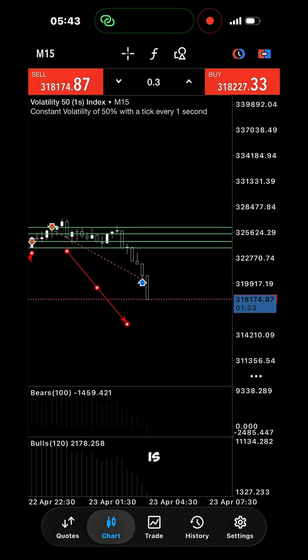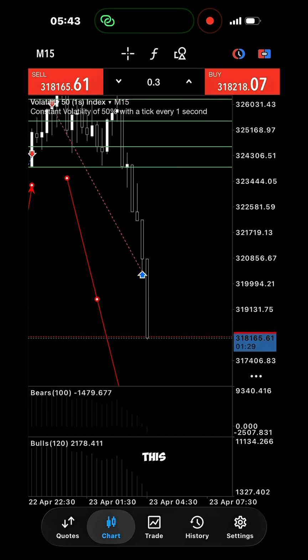Now this is a really risky way to trade. It's not advised that you trade like this. I will never advise people to trade like this.